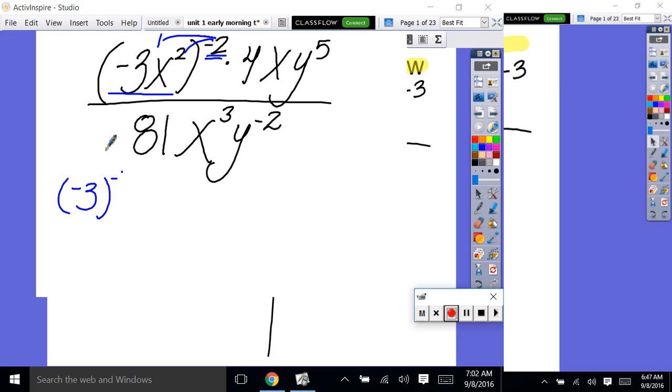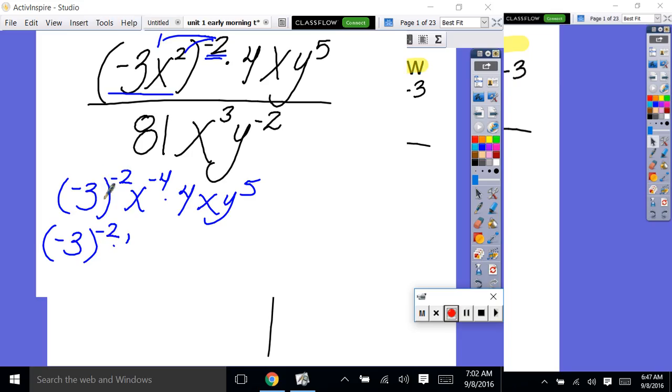Correct? We have x to the -4 on top, right? Then we have times 4 times x, y to the 5th. Let's reorder it, just focusing on the top. So let's do -3 raised to the -2, and then times 4. Are we all good? And then x to the -4. This is an x to the 1st, correct? So I'm just reordering it, y to the 5th. Continuing to simplify the top.